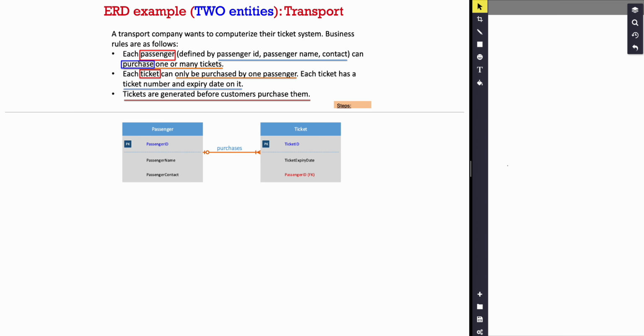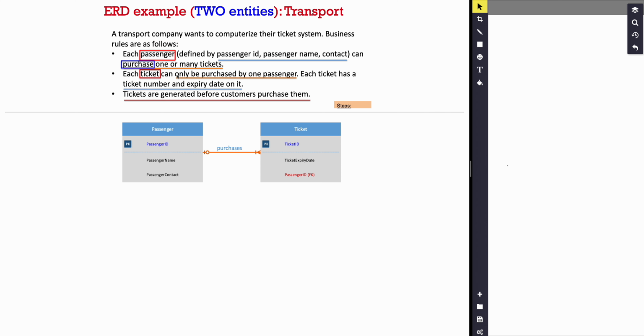So let's go through the answer here. As we see, we've got the passenger and the ticket as the entities. Now we've got the attributes here, which are all correct. So now it's saying that the passenger can purchase one or many tickets. One or many. And each ticket can only be purchased by one passenger.